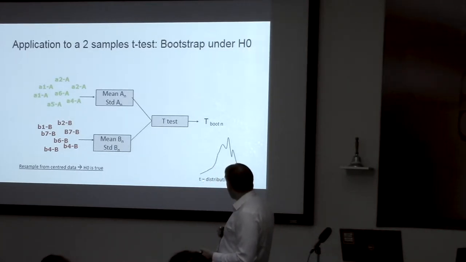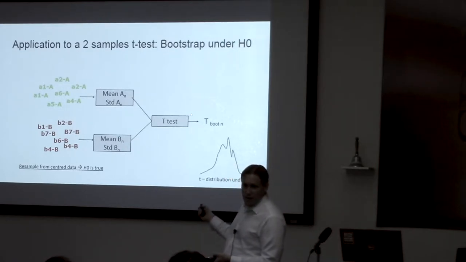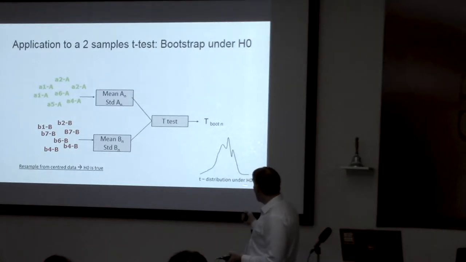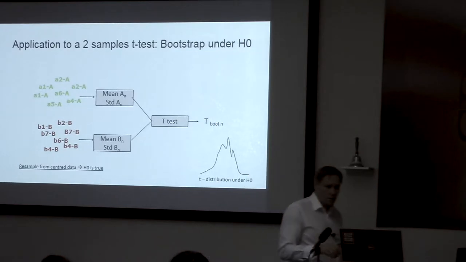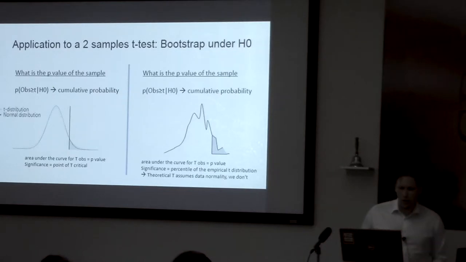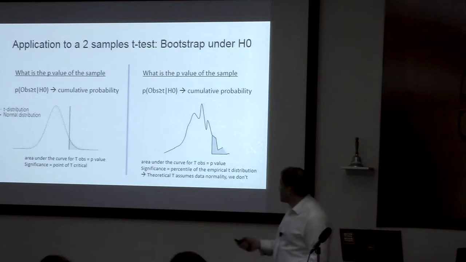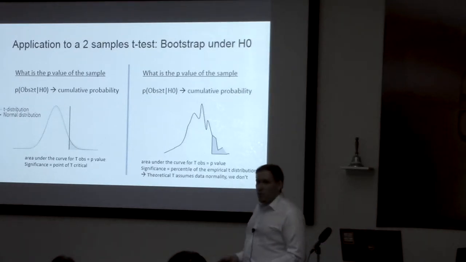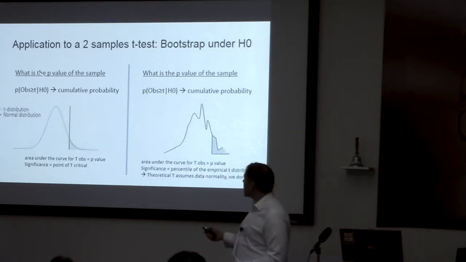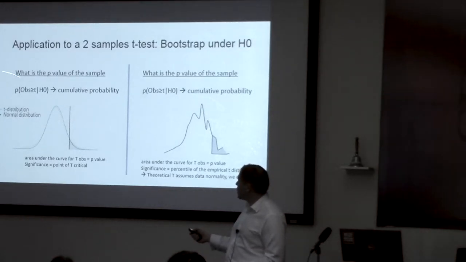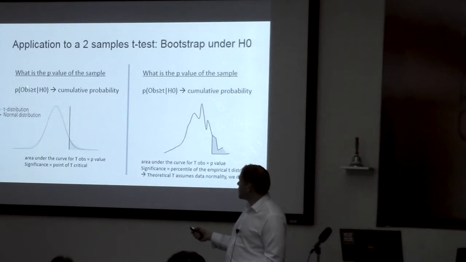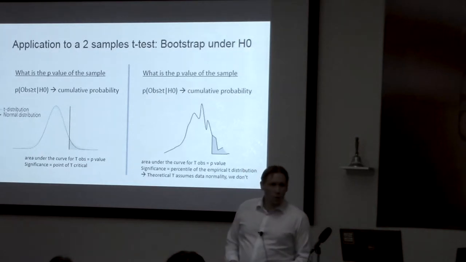And I've got a t distribution, right? Because I've got 1,000 t-tests, which are the t distribution under the null, because I knew the data were definitely no difference between groups. And so, how do you get your p value? Well, how do we do p value usually? Well, usually we say, what's the p value of a sample? That's the probability that my observed t value is bigger than the t critical under the null. And that corresponds to the cumulative probability, right?